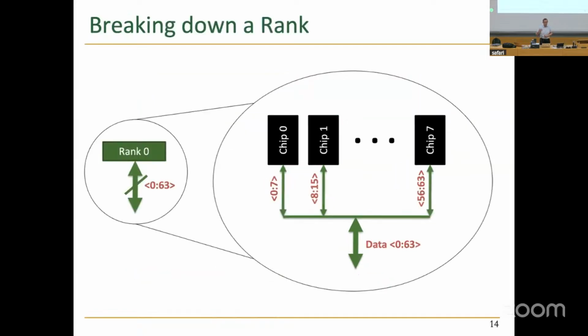And then we broke down the rank. Each rank consists of 8 chips, and each of the chips supply 8 of these bits, so that you get a wide supply of data.